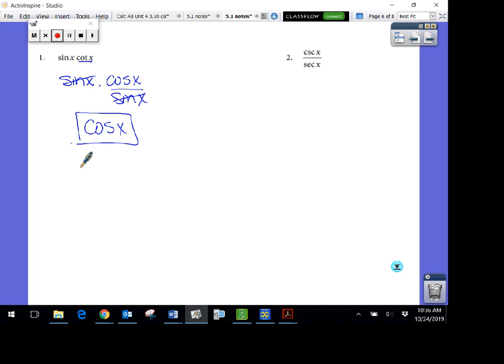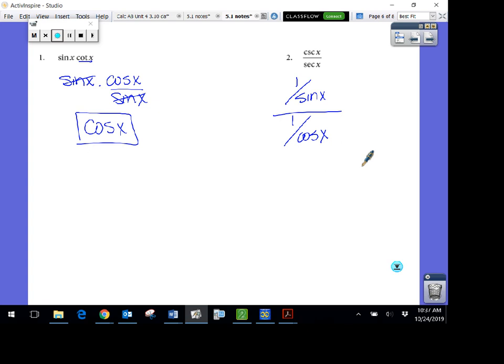All right, cosecant over secant. Okay, well, there's really no ID as far as Pythagorean, so we've got to think about our ratio and reciprocal. There's no ratio, so the only thing to do is reciprocal. So I'm going to change cosecant to 1 over sine x. I'm going to change secant to 1 over cosine x.